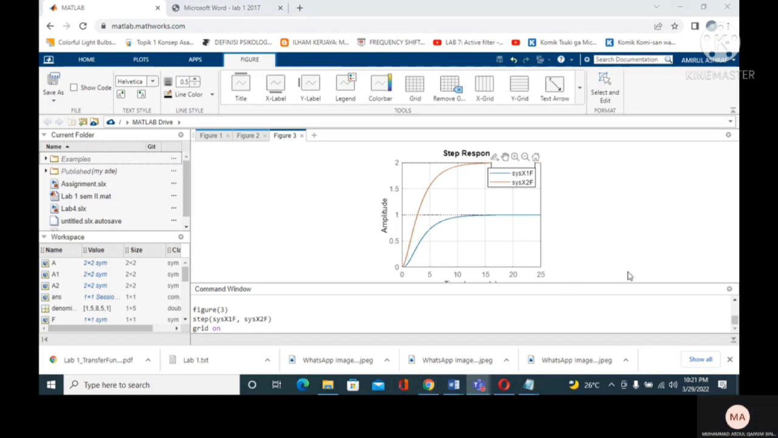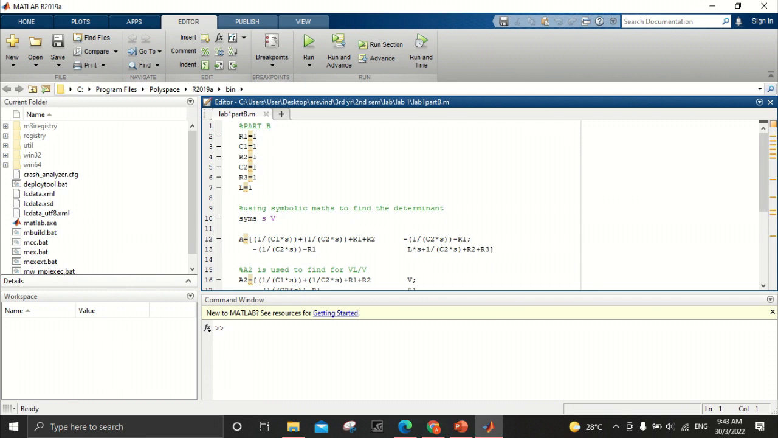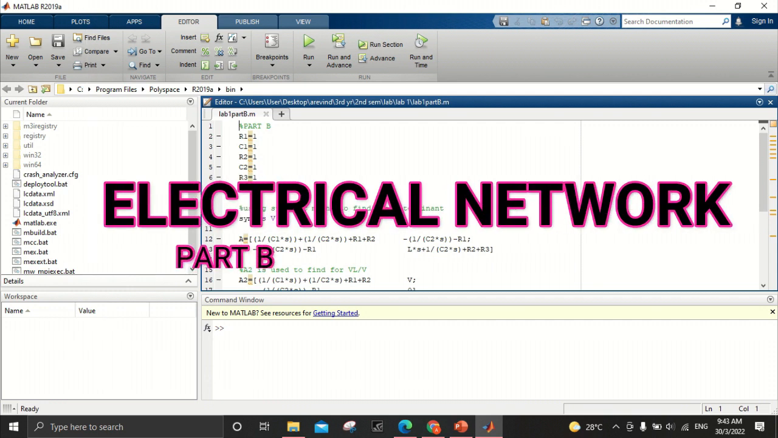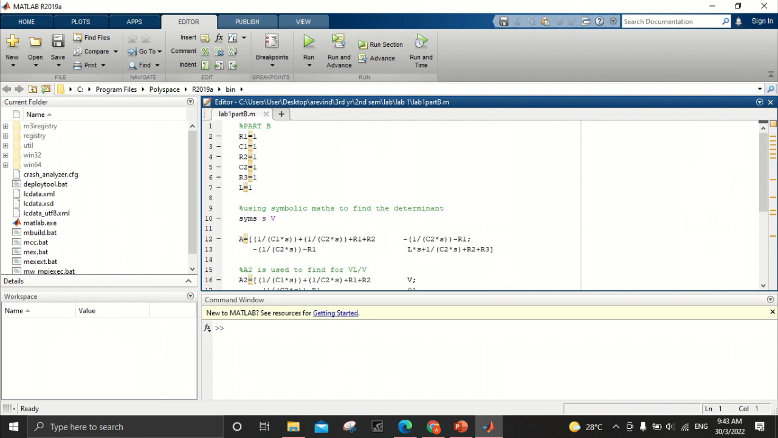Thank you. Now I will explain how to obtain the transfer function for an electric network using MATLAB. First and foremost, declare the variables such as R1, C1, R2, and so on, and write the equations in matrix form. These equations can be obtained by using mesh analysis.